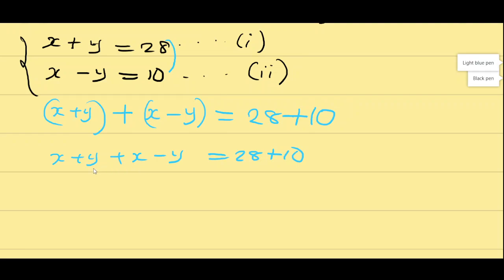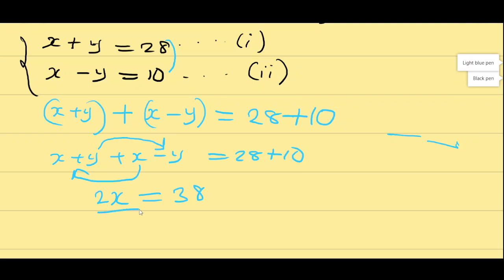Now, x and x come together to give us 2x. Why do the y's destroy each other? Because one is going this way and the other one is going this way, so we cannot really put them together. In a nutshell, one is positive, one is negative, so they cancel and become 0. So this equals 38.